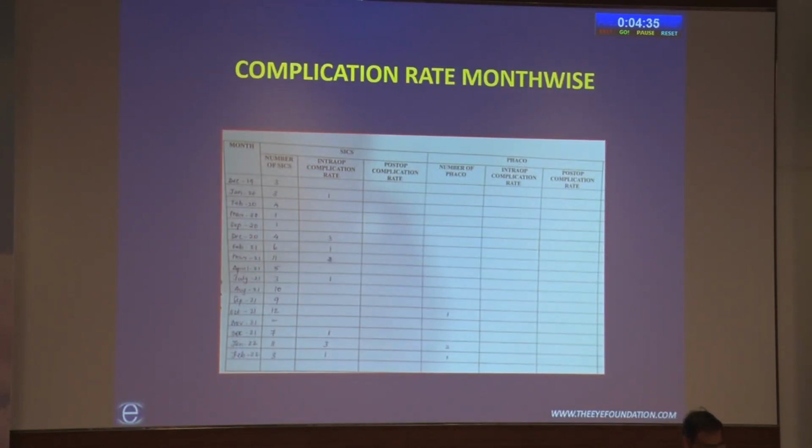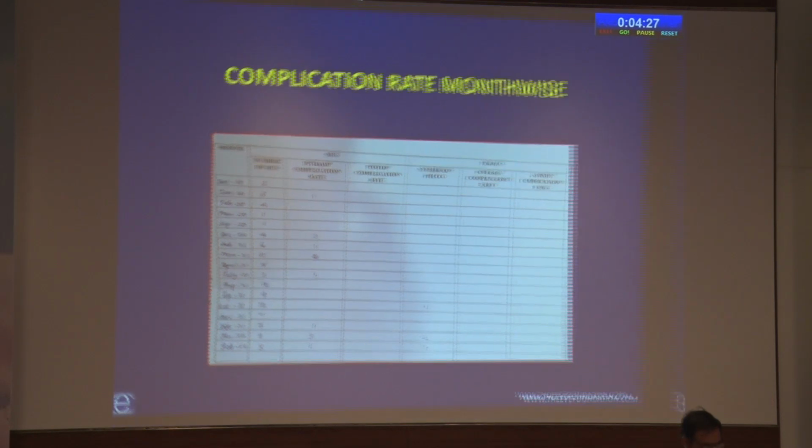They also enter the complication rate month-wise. When faced with a complication, always as a trainer, our role is to give constructive feedback: what went wrong and what they could have done differently.